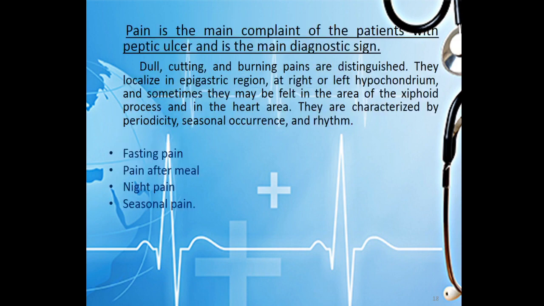The pain. What pain is classic for the ulcer disease? It's fasting pain, then pain after meal, then night pain, and seasonal pain. Fasting: if our patient has not eaten for a long time, pain appears in the epigastric or right epigastric region. Then our patient eats and the pain disappears.